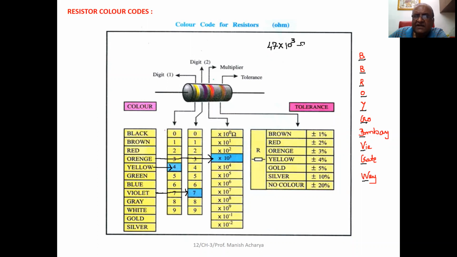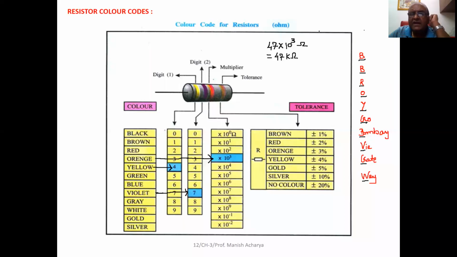It implies that we can say the value of this given resistor is 47 into 10 raised to 3 ohm, or 47,000 ohm, or you can write this is equal to 47 kilo ohm. Clear to all of you?